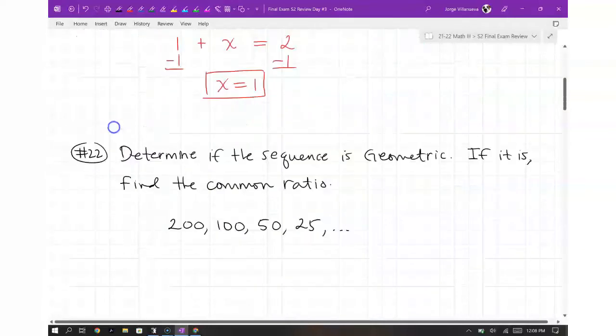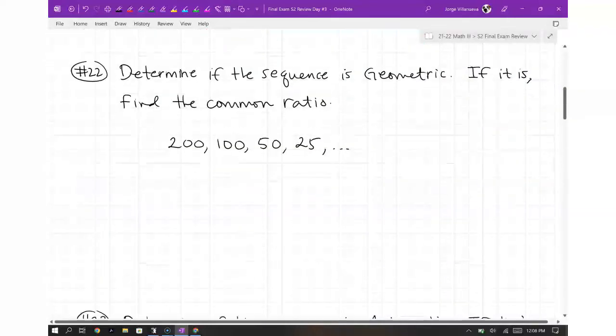All right. So determine if the sequence is geometric. If it is, find the common ratio. Okay, so determine if the sequence is geometric. I mean, if you want to just abbreviate, just say.